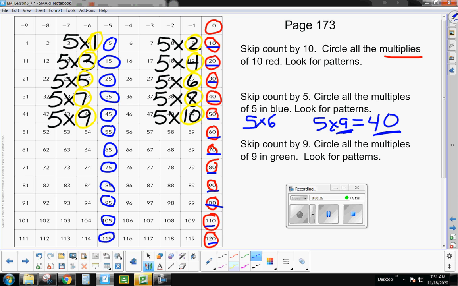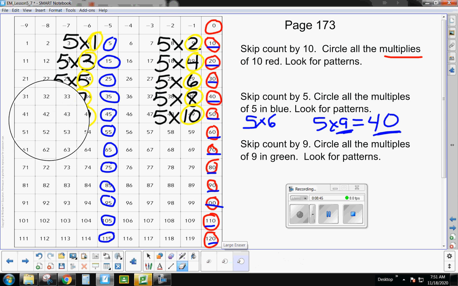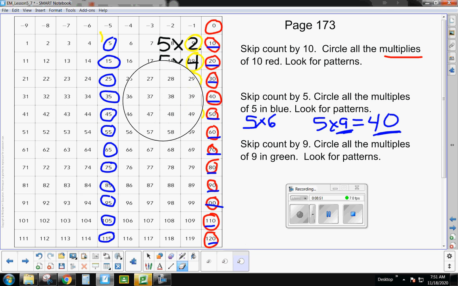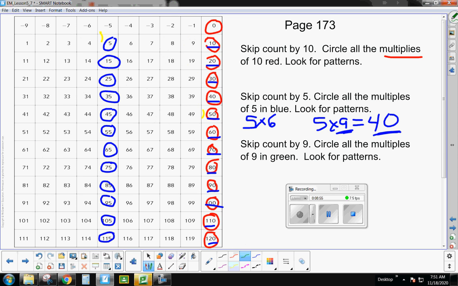So again, knowing these patterns is going to help you as you're multiplying numbers and help you realize, especially if you make a mistake. All right, so now the next pattern I want you to do is I want you to skip count by 9s and circle those multiples in green. If you don't have green, just kind of circle it or shade it in a different way than you did the other ones.